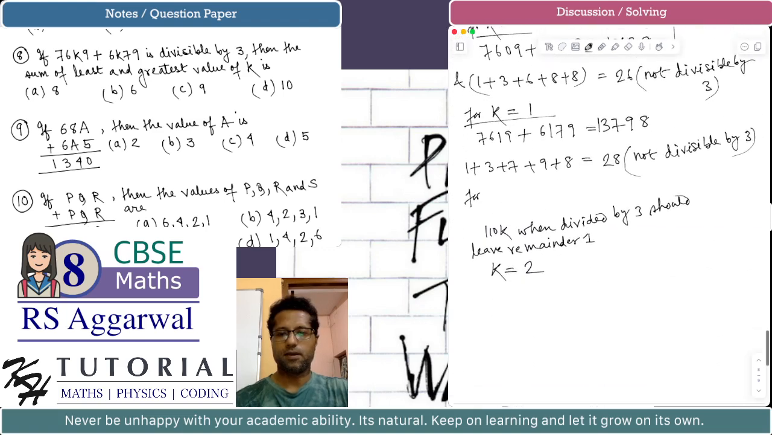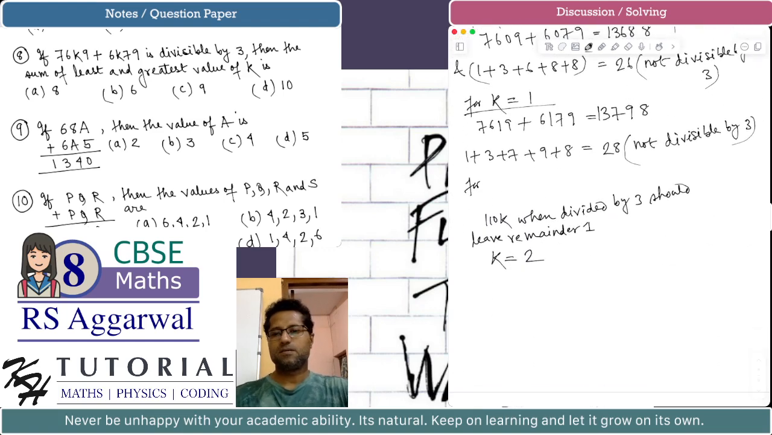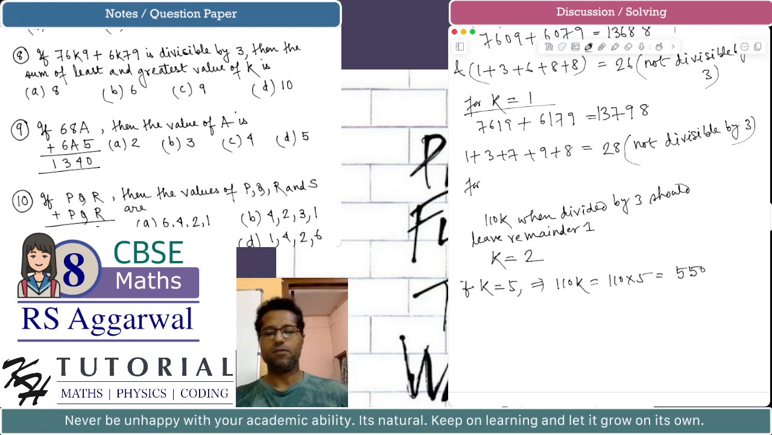Now let's see for k equals 5. If k equals 5, this implies that 110k is equal to 110 into 5, which is equal to 550. So what will be the remainder when 550 is divided by 3?